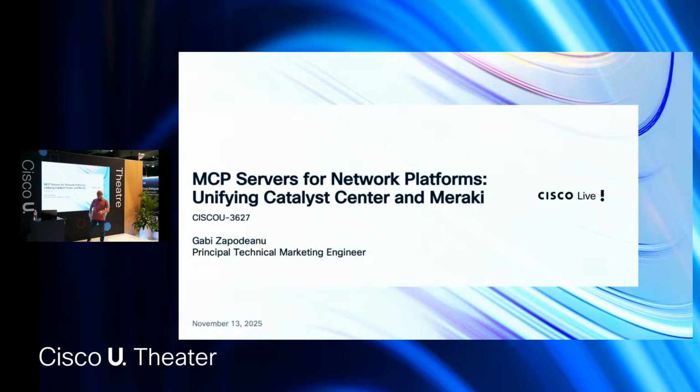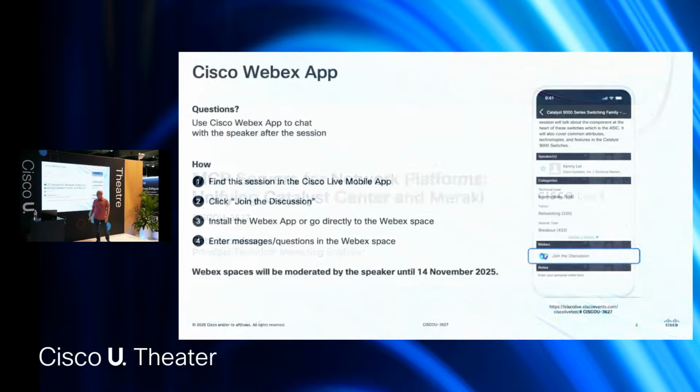So let's get started. I'm Gabi Zapodeanu, a principal technical marketing engineer with the network platforms team. I have been a network engineer my entire life. I'm still a network engineer. I use slightly different tools for the last almost 10 years, focused on APIs. For the last 6 years, I've been part of the business unit for Catalyst and Meraki. And for the last couple of years, I've spent quite a bit of time with AI and how to use different tools we can build with natural language interfaces.